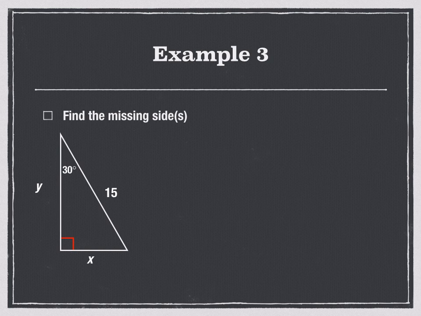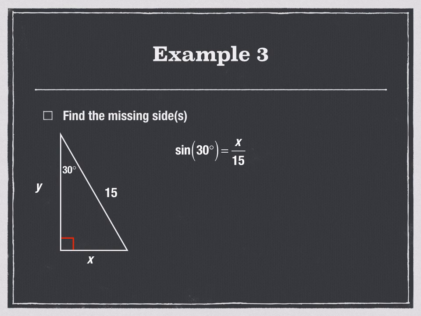I'm going to start with x just because x comes first in the alphabet. Well, as I look at my only labeled angle of 30 degrees, I see x is opposite that angle. The use of the word opposite tells me that I'm either going to be using sine or I'm going to be using tangent. And I see that the hypotenuse is labeled as 15. So x is opposite, I have the hypotenuse, which is 15. So I just say, okay, sine of 30 is x over 15.